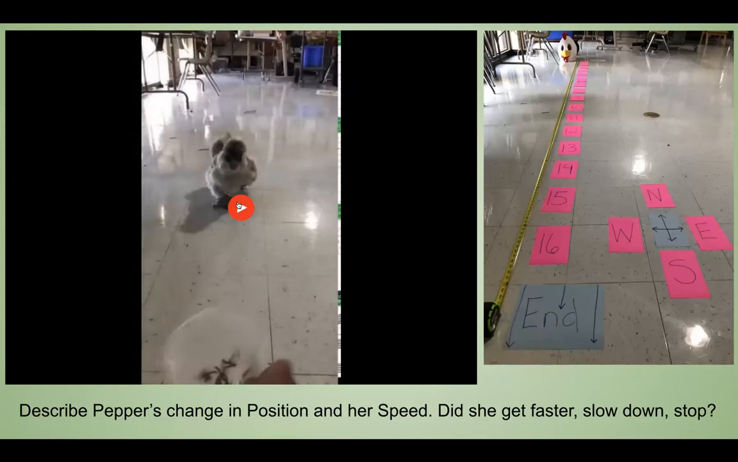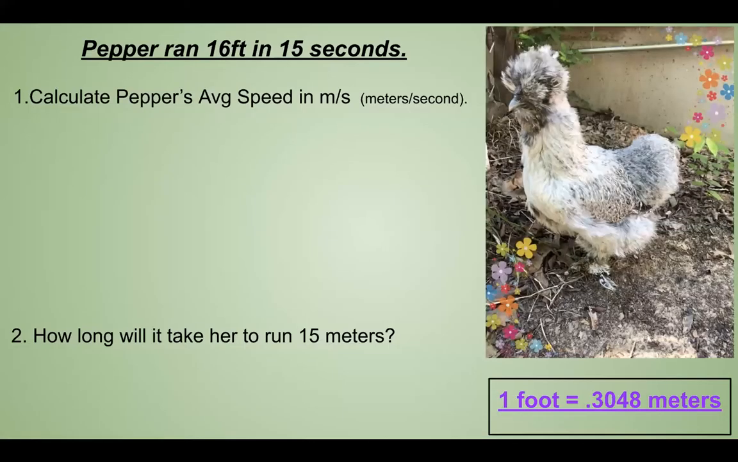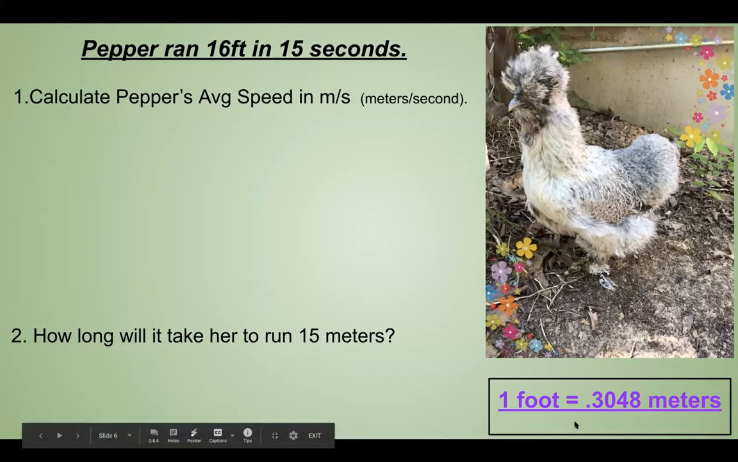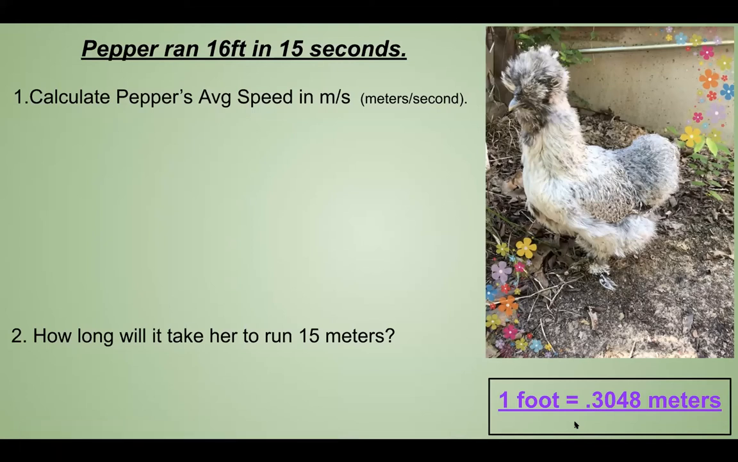when she's called. Our next question is, if Pepper ran 16 feet in 15 seconds, how can you calculate Pepper's average speed in meters per second? So think about the steps that you can take. I'm gonna walk you through it because I have a challenge question that you're gonna do next. So this will help you for that challenge question. And I also have a conversion for you. 1 foot is equal to about 0.3048 meters.